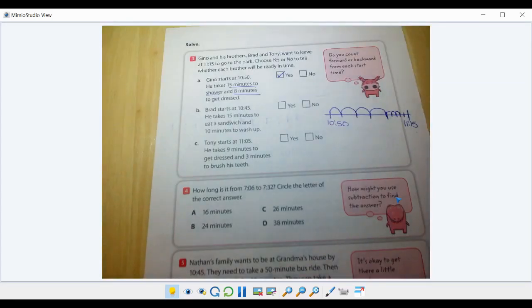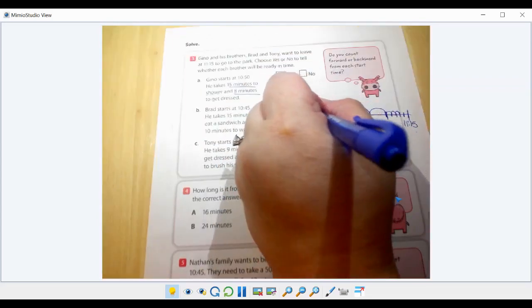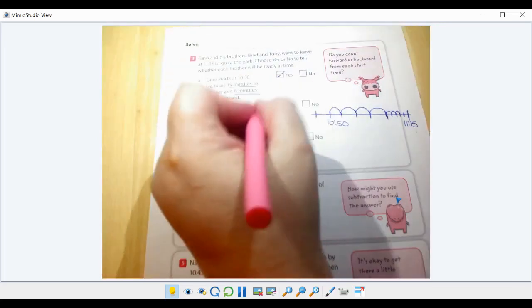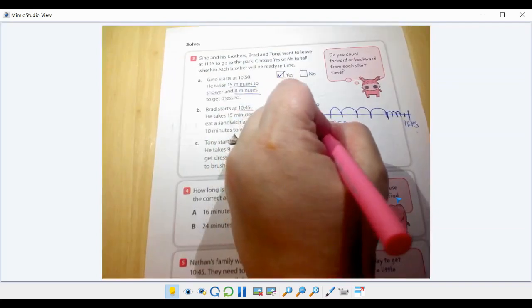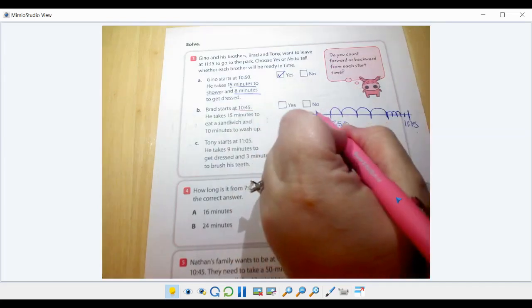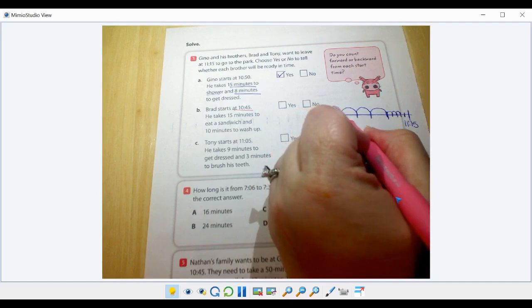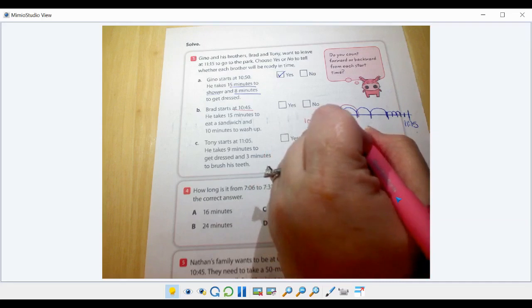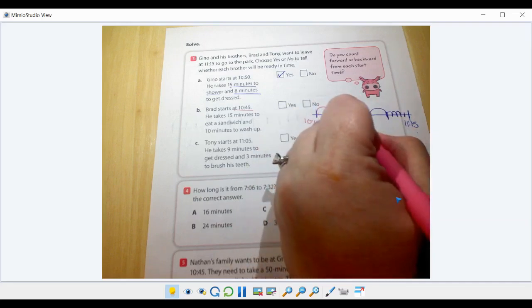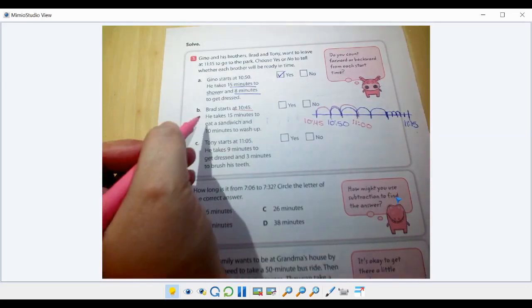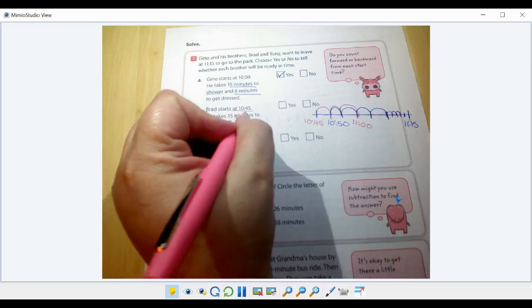All right, Brad starts at 10:45. So for Brad, we need to go back a little bit. Let me grab a different color pen. All right, so Brad starts at 10:45. He takes 15 minutes to eat a sandwich. 5, 10, 15. So that's 10:45, 10:50, 55, 10:60, which we said doesn't make sense. When it gets to 60, that's the new hour, so that's 11 o'clock. So he's at 11 o'clock. That's him eating his sandwich.